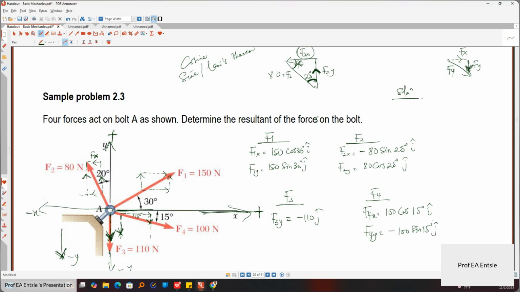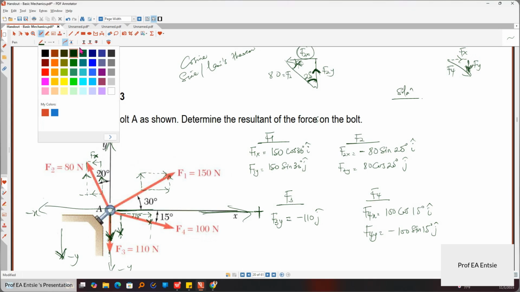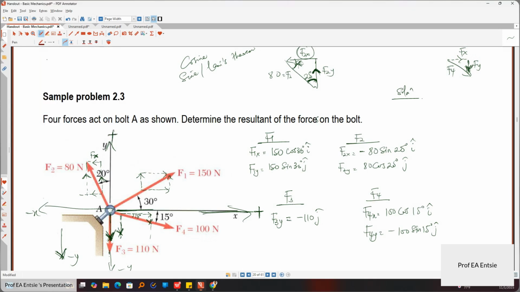Then what do you do? Now you find the summation. Let me change the pen. You find the summation of x.